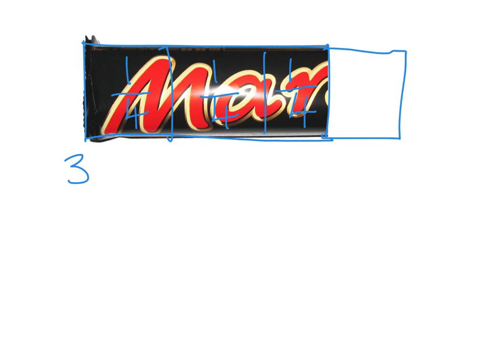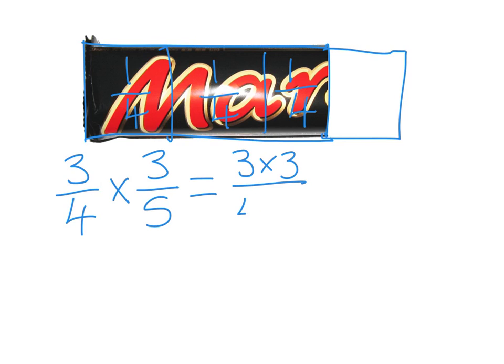We do 3/4 and we multiply that by 3/5 because she eats 3/5 of that chocolate bar. So just like we've been doing in our lessons, we multiply the top number, we multiply the bottom number, the numerator and the denominator. So 3 times by 3 over 4 times by 5, which equals 9 over 20.